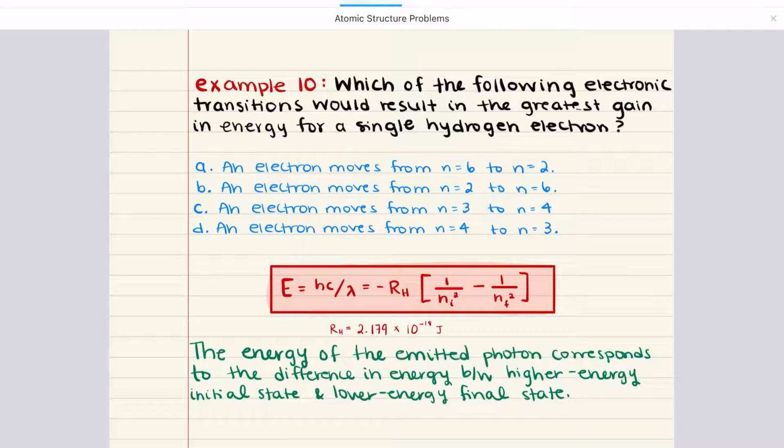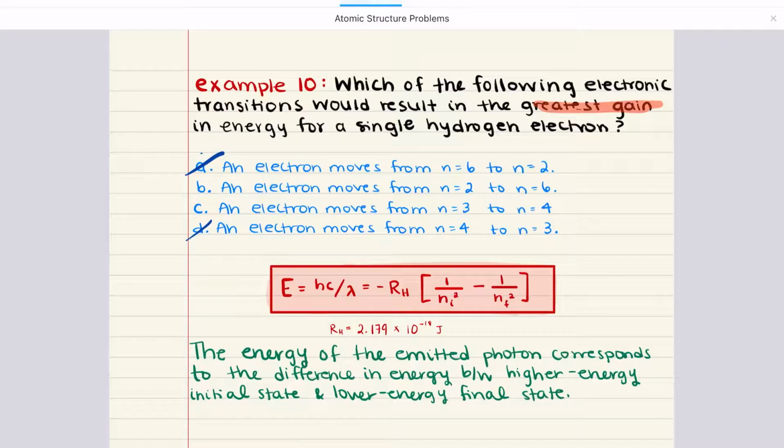Now, for an electron to gain energy, which is what this problem is asking, it has to absorb energy from photons to jump up to a higher energy level. This actually helps us eliminate answer choices A and D, because what's happening here is that the electron is moving from a higher energy level to a lower one, which is going to result in emitting a photon and losing energy. That's not what this problem is asking. This problem is asking what would result in the greatest gain in energy. So we're looking for a transition from a lower to a higher energy level. So that leaves us with B and C.